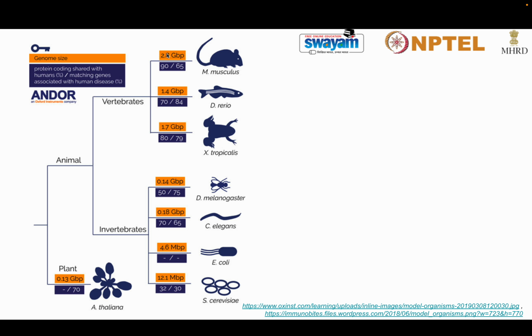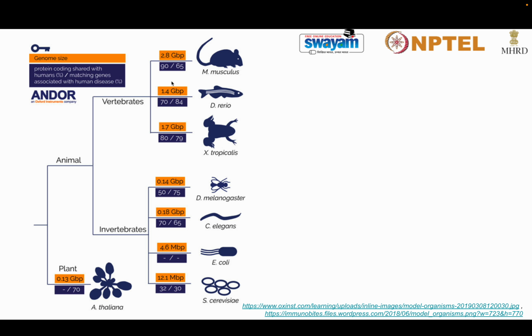So in this, if you see the topmost orange colored box represents the genome size of that particular organism, and the bottom represents the protein coding shared with the humans. So how much genome percentage is shared, protein coding part is shared with human, versus matching genes which are associated with the human disease. So out of them, how many genes were associated with the disease? So if we compare all of them, we'll see that majorly the mouse shares the protein coding with the human at the greater percentage, that is 90. Then this frog and then Drosophila.